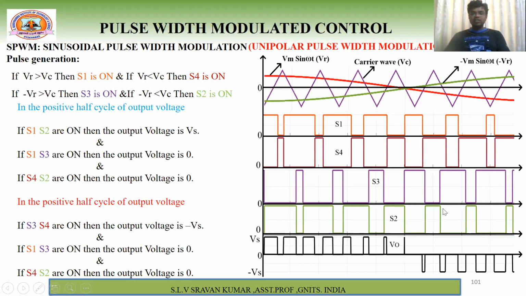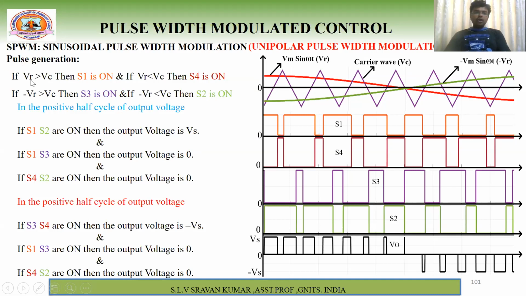I'm sorry, two reference waves. One carrier wave and two reference waves. One is Vm sin omega t, another one is minus Vm sin omega t. So for Vm sin omega t, just make it a 180 degrees phase shift, then you will get minus Vm sin omega t. The logic I have written here.